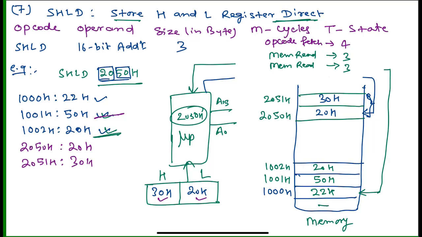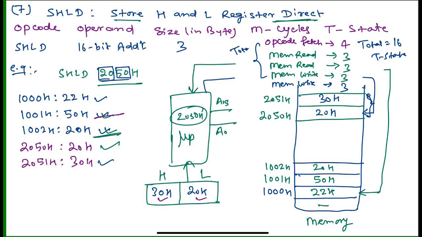Now to store the content of HL into the memory, we are storing from the processor to the memory, so that operation is called memory write. So to store this 20H, the operation is called a memory write operation. This also requires 3 T states, and further to store this 30H, it requires one more machine cycle, memory write. So this also requires 3 T states. So the total number of T states required is 16, and the total number of machine cycles required is 5.